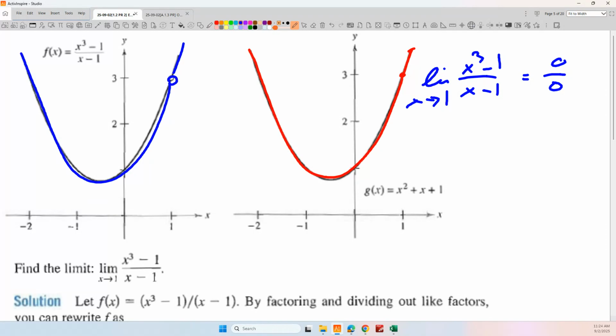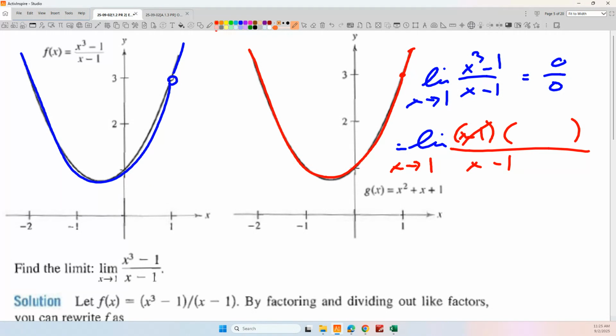So you already know that this is going to look like the limit of x minus 1 times something else on the top divided by x minus 1 on the bottom. And by canceling these out, I'm going to get rid of that 0 over 0 nature, right? And I'm going to end up with a new function whose limit is easy to calculate.